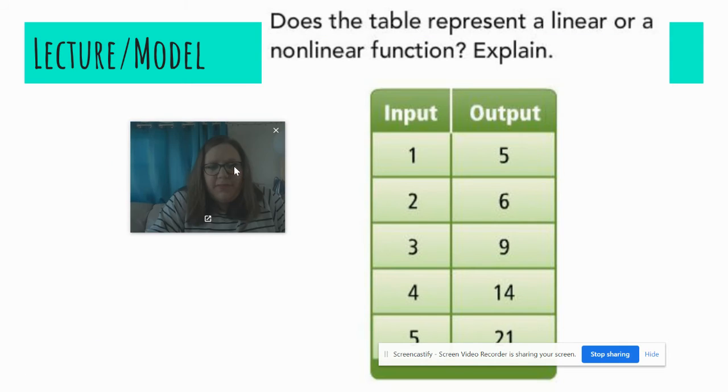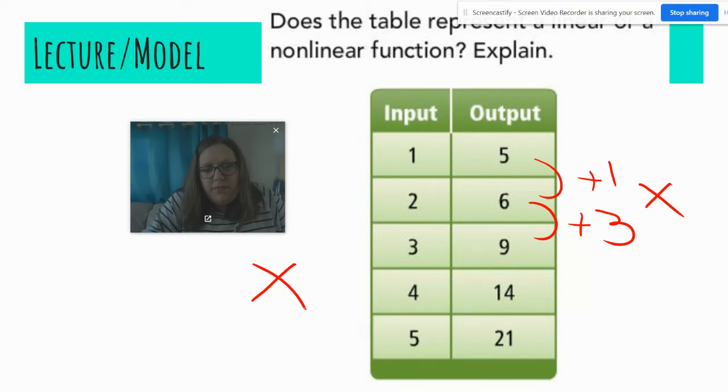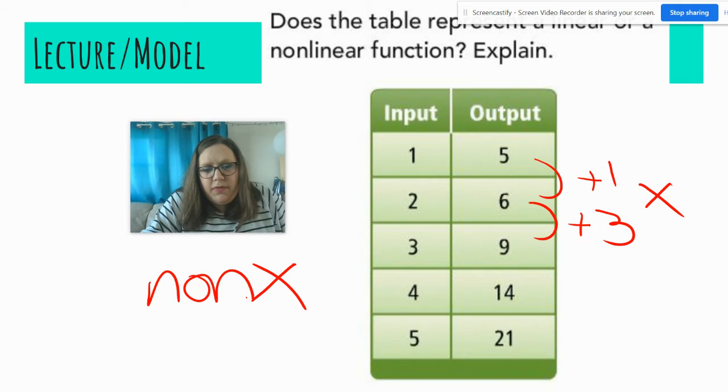All right, does this table represent linear or nonlinear? So let's take a look. From 5 to 6 is +1. From 6 to 9, already not linear. +1, +3, no. Nonlinear. Fake news, not linear. Okay. Let's keep going.